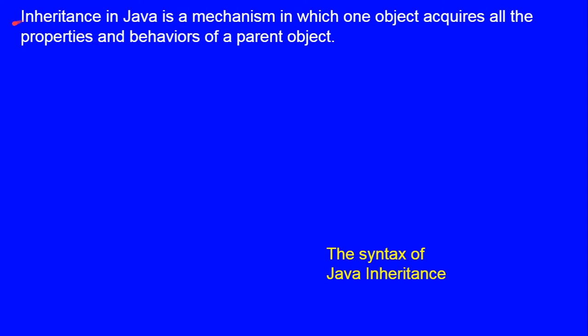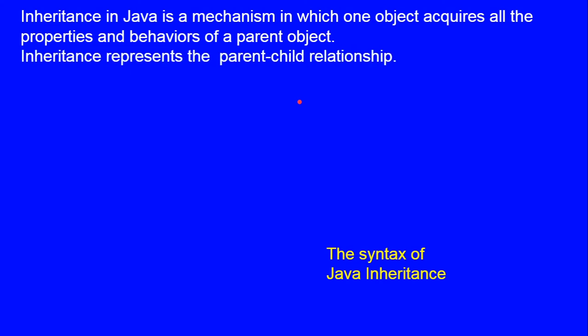Let us see inheritance in Java. Inheritance in Java is a mechanism in which one object acquires all the properties and behaviors of a parent object. We know that Java is an object oriented language, and it's a collection of classes. You define a class and you instantiate an object for it. When you create this parent object, we can create children objects which have the qualities of the parent object as well. That is the concept of inheritance, and it is very important because it helps in the reusability of the class.